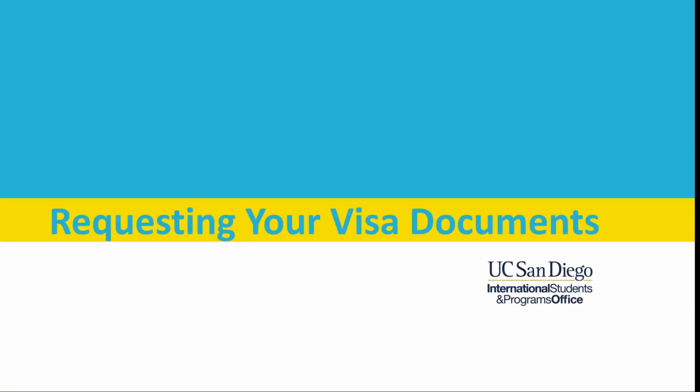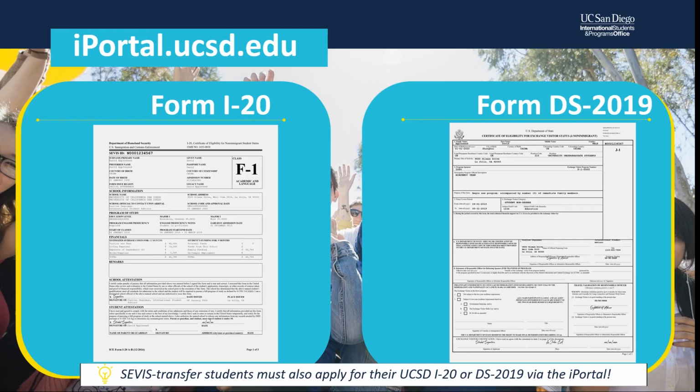The beginning of your student visa journey starts with documents issued by the International Students and Programs Office. So let's start here. If you plan on applying for the F1 student visa, which most degree-seeking students do, you will need to request what is called the Form I-20. If you plan on applying for the J1 visa, which all exchange visitors and most third-party sponsored students do, you will need to request what is called the Form DS-2019.